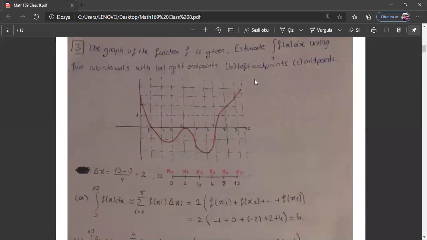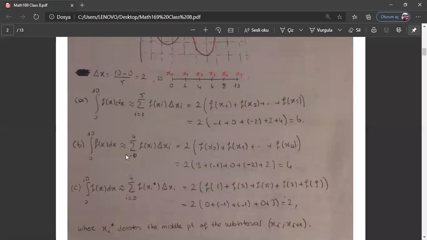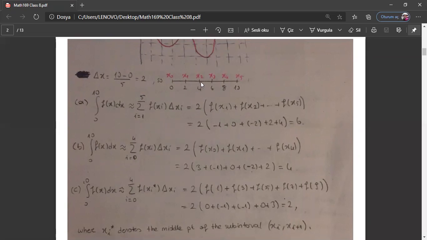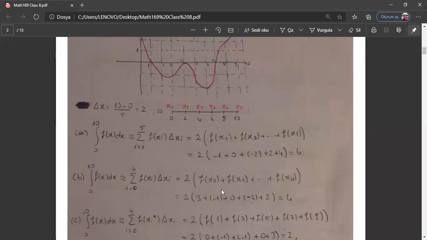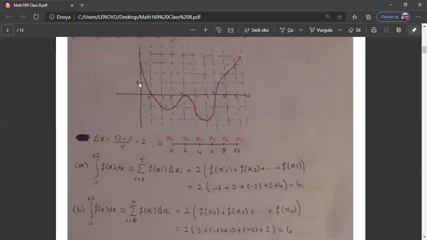Now for this part, we will take the left endpoints, and so we need to start with 0 there, till 4, as we take the left endpoints. So again, using the graph, you get the values of the function. For example, f of x0 is f of 0. What's f of 0? It's here. It's 3, 1, 2, 3.